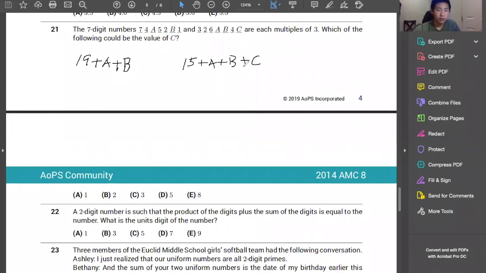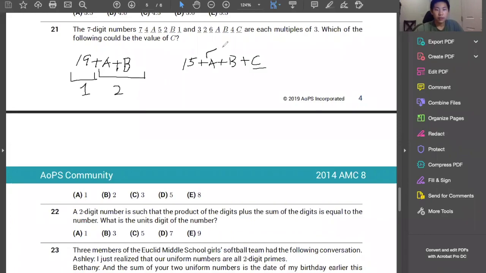So we need to find C. In order to do that, we need to know A plus B first. So if we treat A plus B as one number, we'll see that A plus B has to have a remainder of 2 when divided by 3, because 19 has a remainder of 1, because 18 is a multiple of 3. So that means A plus B must be remainder 2, so that they can add up to remainder 3, which is the same as remainder 0.